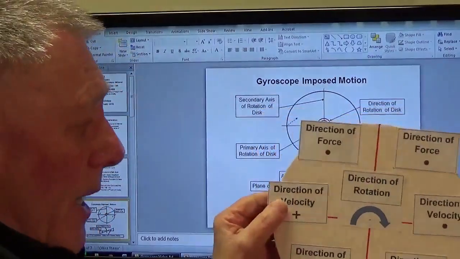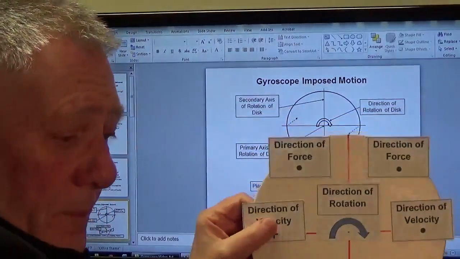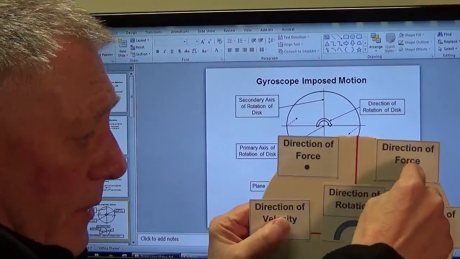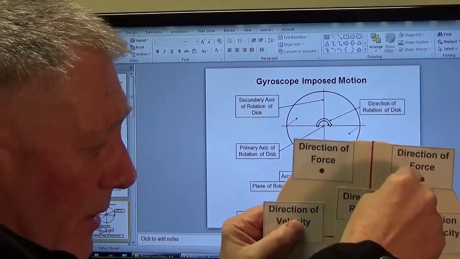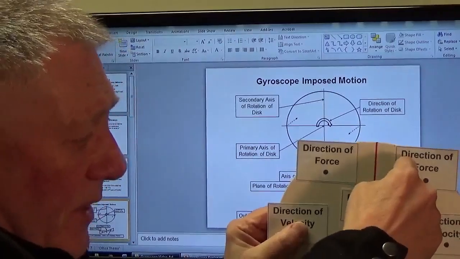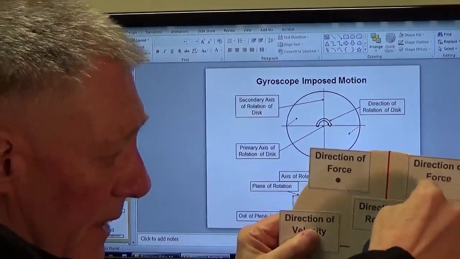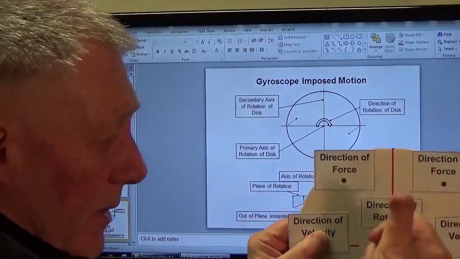So if I am imposing this motion, and the mass is going through here, the change in velocity is increasing, so it's actually being accelerated out of the plane here in this direction.